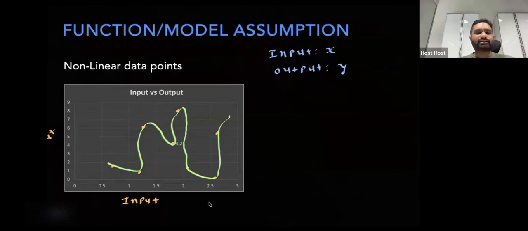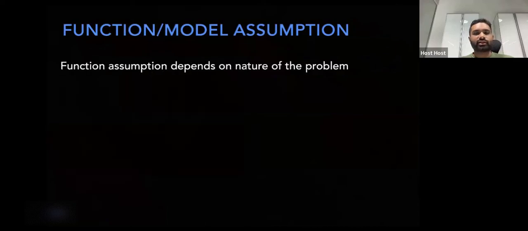So why does this assumption make sense, and when will this assumption not make sense? Let's see a few use cases demonstrating it. This functional assumption depends on the nature of the problem that you consider.